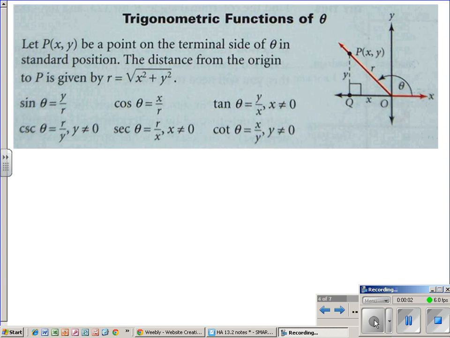All right, this is the second video for section 13.3. This is the main part of this section. So you should have copied all this stuff down.